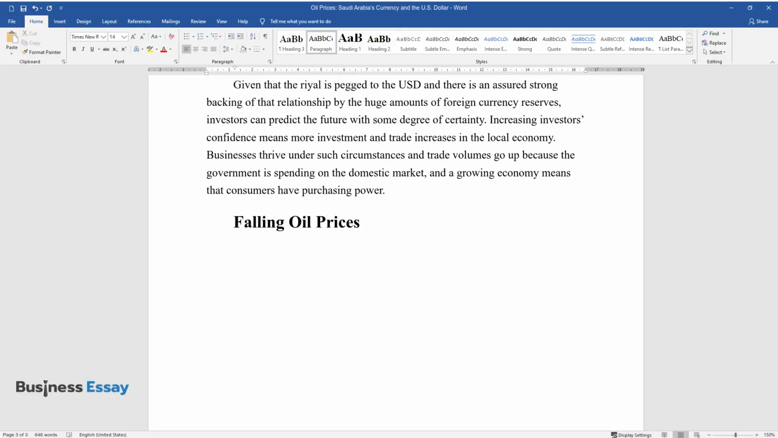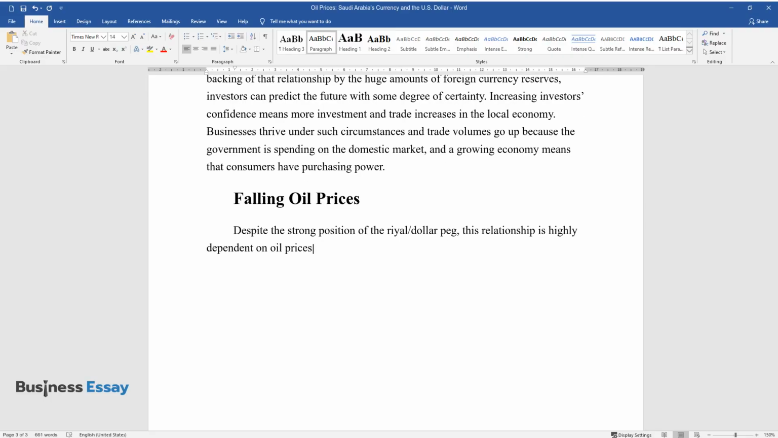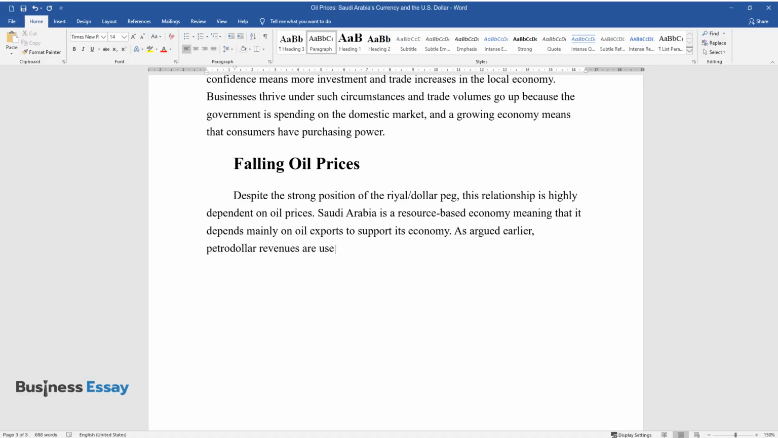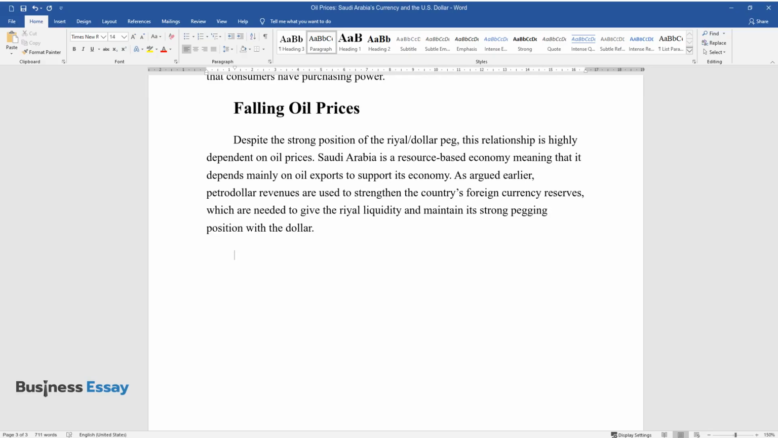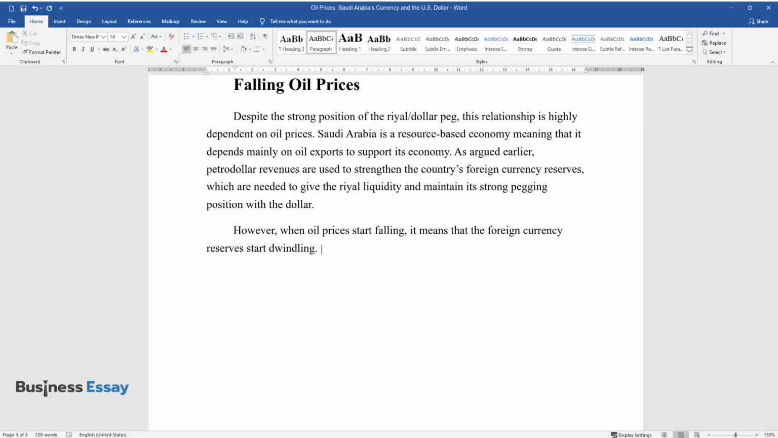Falling oil prices. Despite the strong position of the riyal-dollar peg, this relationship is highly dependent on oil prices. Saudi Arabia is a resource-based economy, meaning that it depends mainly on oil exports to support its economy. As argued earlier, petrodollar revenues are used to strengthen the country's foreign currency reserves, which are needed to give the riyal liquidity and maintain its strong pegging position with the dollar. However, when oil prices start falling, it means that the foreign currency reserves start dwindling.